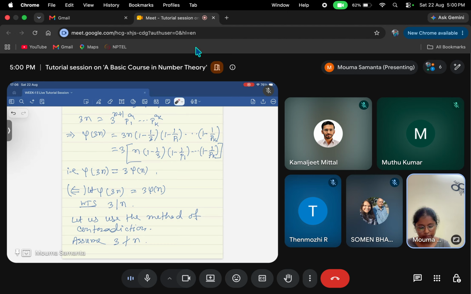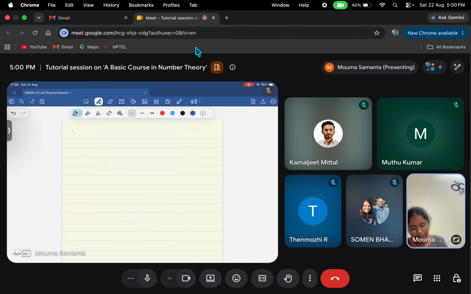Okay, so if 3 does not divide n, then consider the prime decomposition of n to be p1 power alpha 1, p2 power alpha 2, up to pk power alpha k, where pi is not equal to 3 for all i equals 1 up to k.